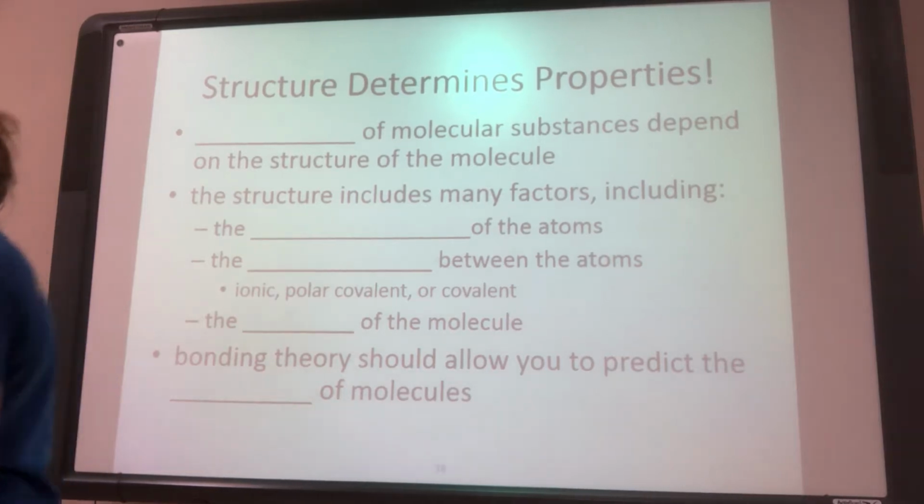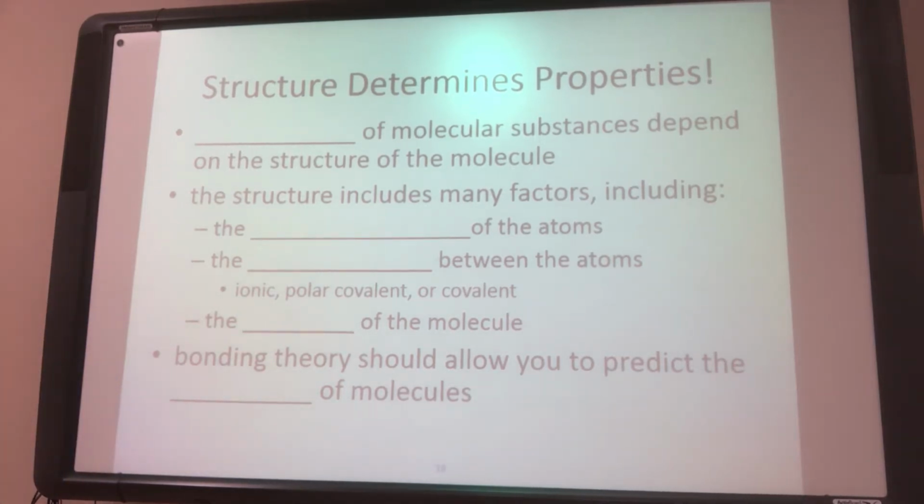So let's start moving on to our three-dimensional pictures, okay? These were what we called our models when we were talking about different types of formulas and structures. So why do we care? Because the structure determines the properties. So properties of my molecule, of whatever I'm looking at, depend on what the structure is.